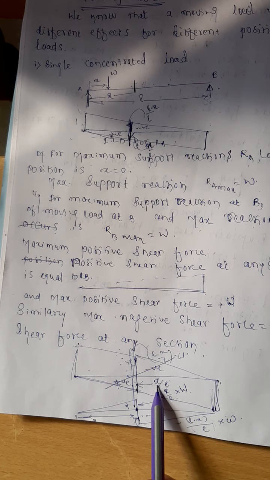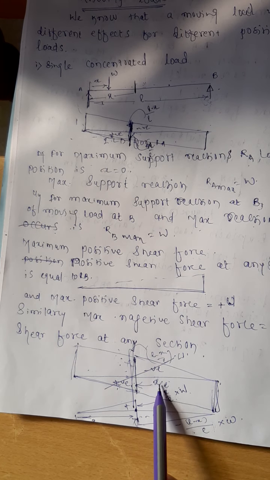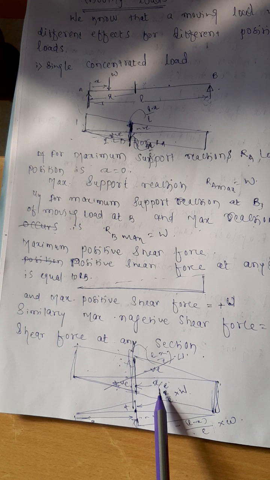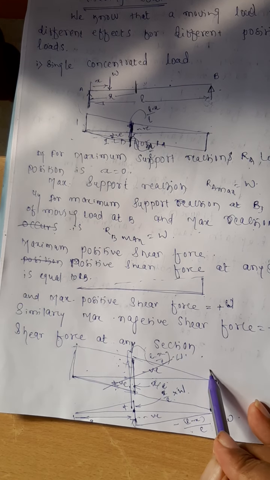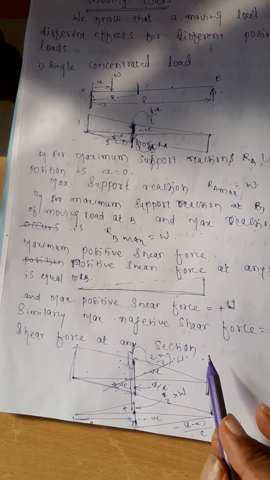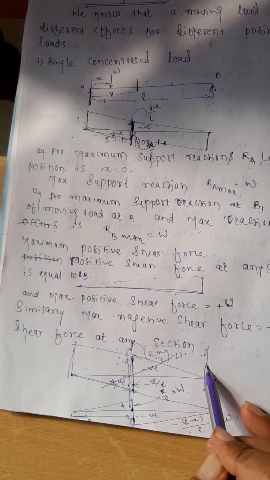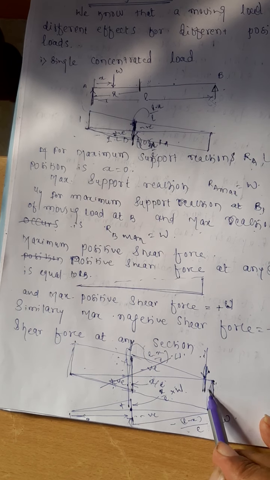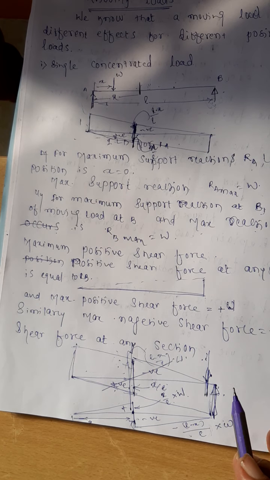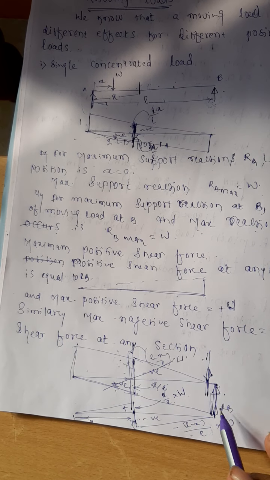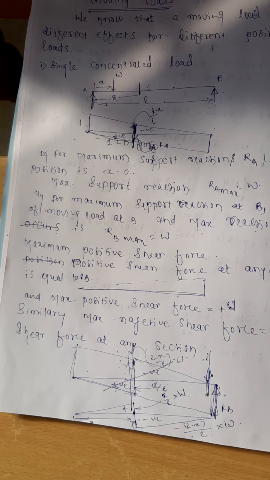x is changing from 0 to L. Therefore, the maximum value of x is L, near the support RB. Means when the load is near the support RB, that time maximum shear force occurs. Maximum positive shear force occurs indirectly, which is nothing but the value of RB being maximum.